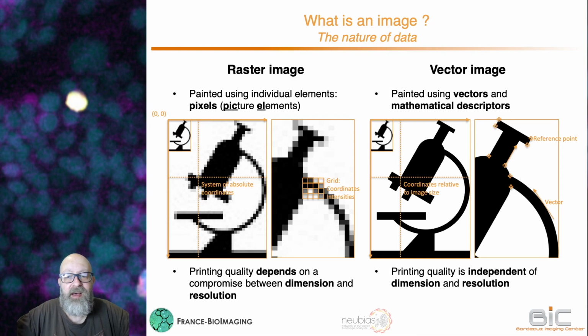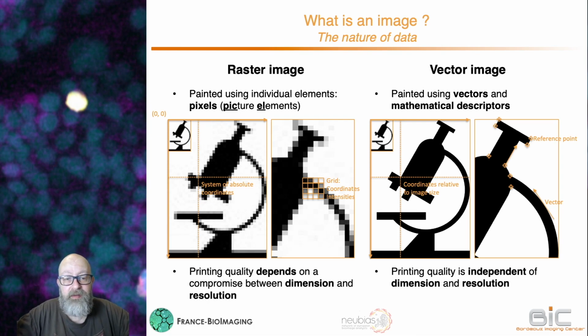If you zoom on this kind of image, as you're zooming in, you will progressively see the structure of the image. You will see that the image is composed of a grid, and there is no way you can increase the resolution above the resolution that you got when acquiring the signal.